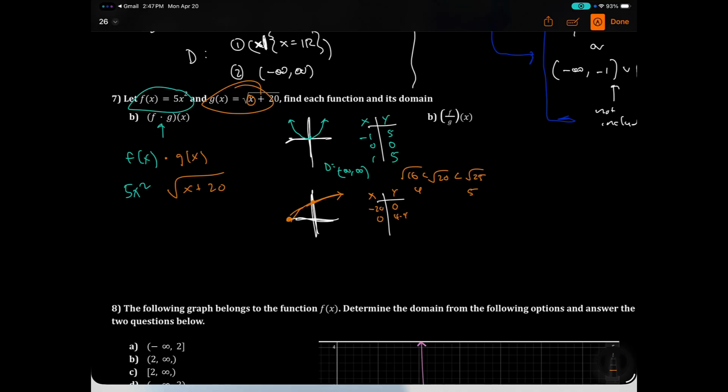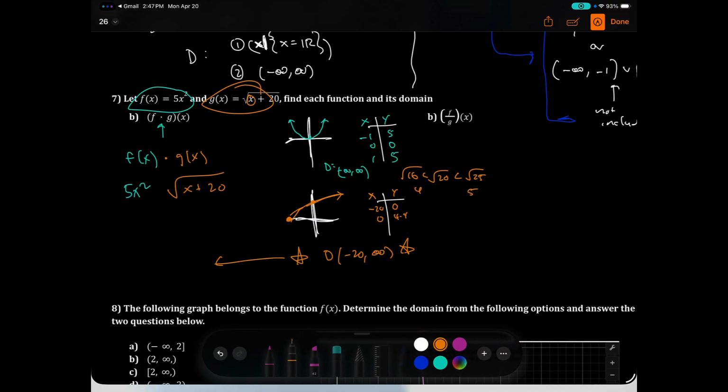Okay, so for this one, the domain is, I'm going to start at -20 and not include -20, and then I can go towards positive infinity. So this is the most restrictive domain, and that's the one we're going to use. So my answer is 5x squared times the square root of x plus 20, and the domain values that I can pick, you can do -20 to infinity. And for this one, you can pick -20 because it does work. So this would be my answer. Okay?